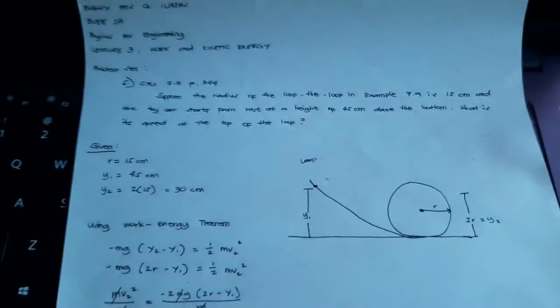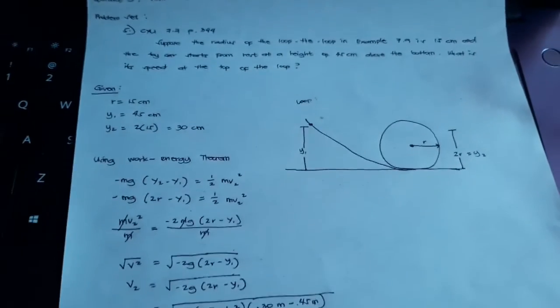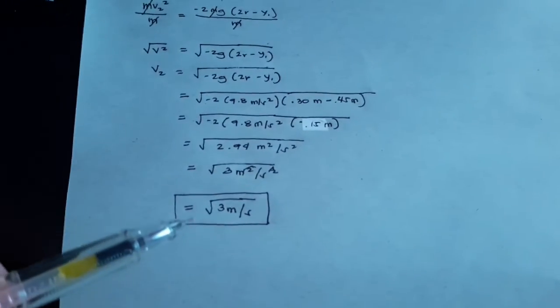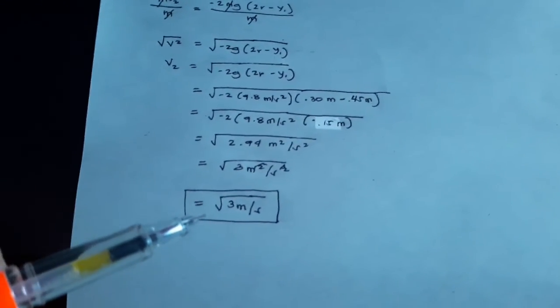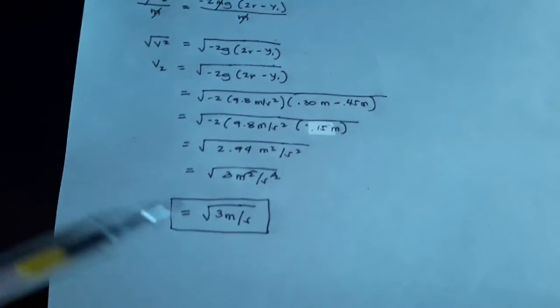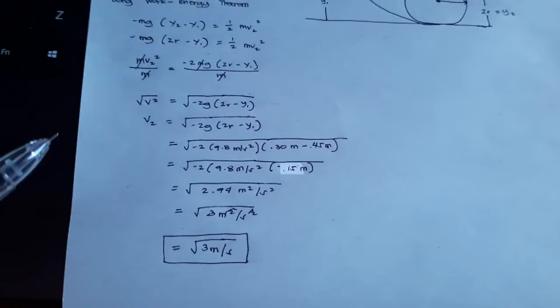So that is the speed at the top of the loop: the square root of 3 meters per second. So that would be all. Thank you so much.